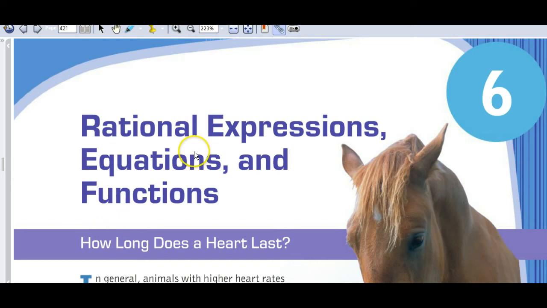Now, for Chapter 5, I didn't show you the front page of Chapter 5, so let's set up a new protocol here by showing the front page of Chapter 6. This deals with rational expressions, and a synonym for rational expressions would be fractions that involve variables, and equations that have variables in the denominator and everything. And of course, we'll tie it into function notation.